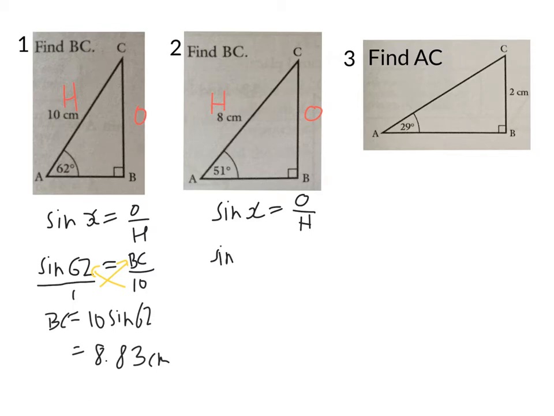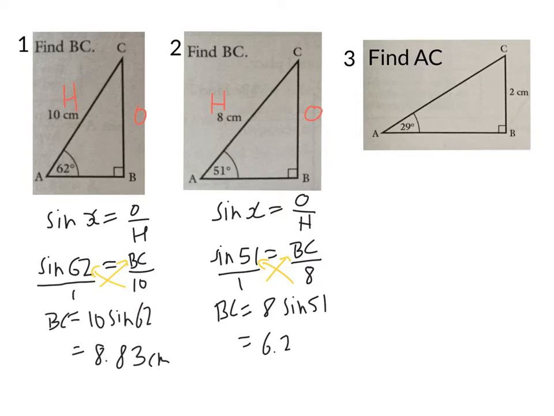Let's substitute in what we know. The x is the angle, 51. O we don't know, I'm calling that BC. And H is 8. To rearrange and solve, we can put the fraction equals a fraction and cross multiply. And we get that BC equals 8 sine 51. And let the calculator tell us what the answer is. 6.22 to 3 sig figs.